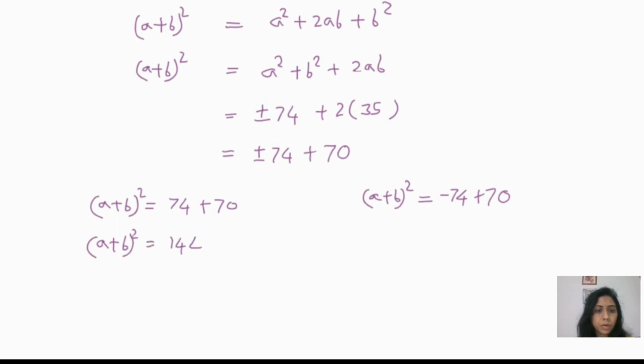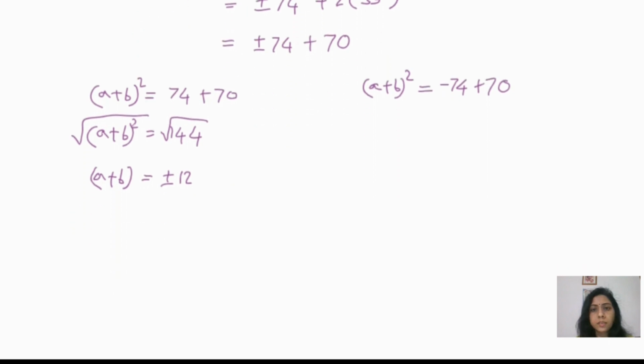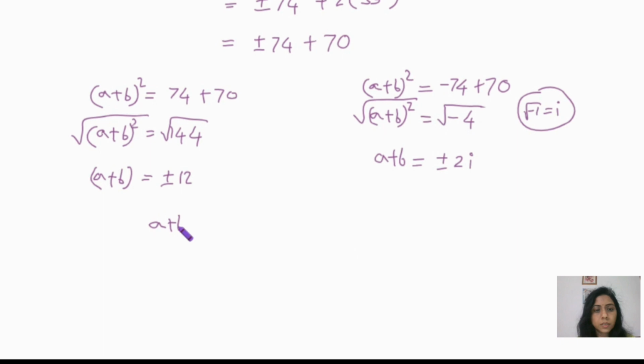(a plus b) square equals 144, and taking the square root on both sides, a plus b equals plus minus 12. And for the other, (a plus b) square is minus 4. Now taking the square root on both sides, a plus b equals plus minus 2i, an imaginary number, because under the square root there is a negative value, and square root of minus 1 is i. So what is the answer? Actually, a plus b is plus minus 12 or plus minus 2i.